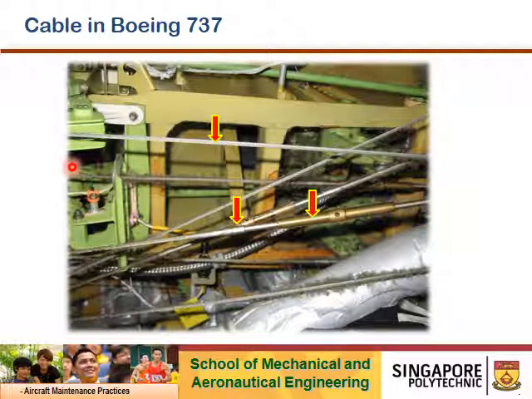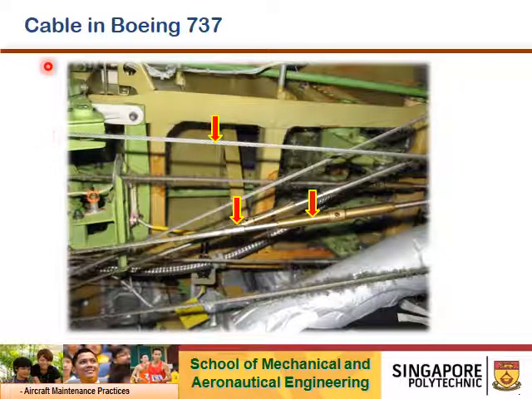This lecture we will talk about cable transmission. So the cable system is used to transmit commands from the cockpit to the various flight control surfaces on the aircraft, or to command the landing gear for extending or retracting. So cables are used to transmit certain movements.